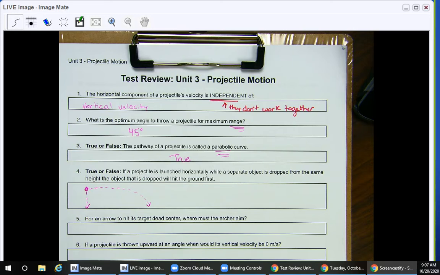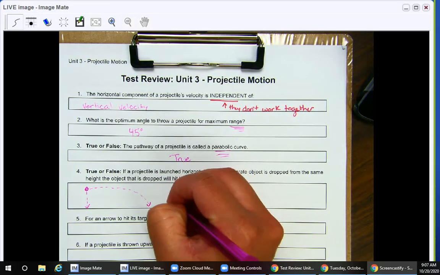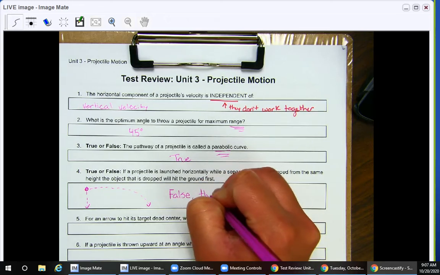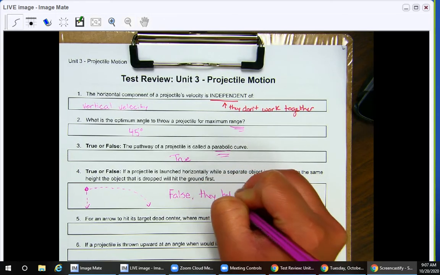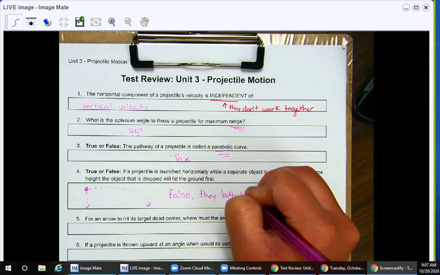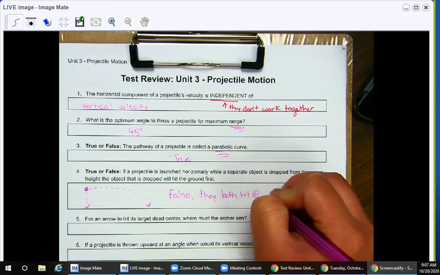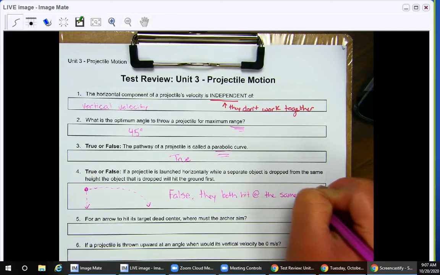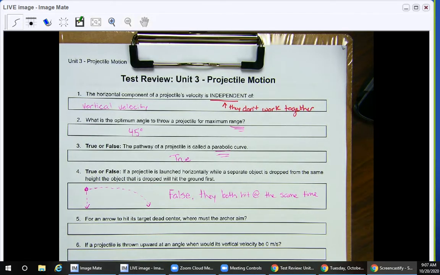Yes, they both hit the ground at the exact same time. So this statement is false, because they both hit the ground at the same time. Yes, that's correct.